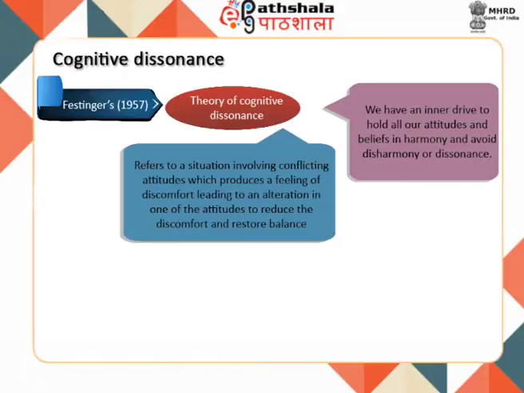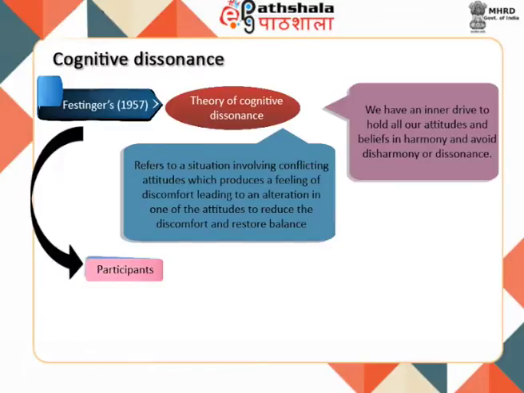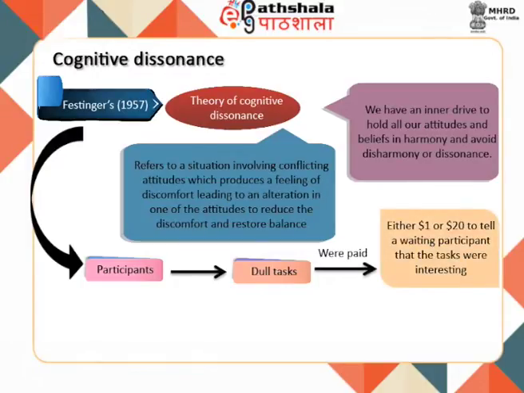In an interesting experiment, Festinger and Carlsmith asked participants to perform a series of dull tasks such as turning pegs in a pegboard for an hour. The participants' attitudes towards this task were highly negative. They were then paid either $1 or $20 to tell a waiting participant, who was a confederate, that the tasks were really interesting. Almost all of the participants agreed to persuade the subject that the tasks were really interesting.